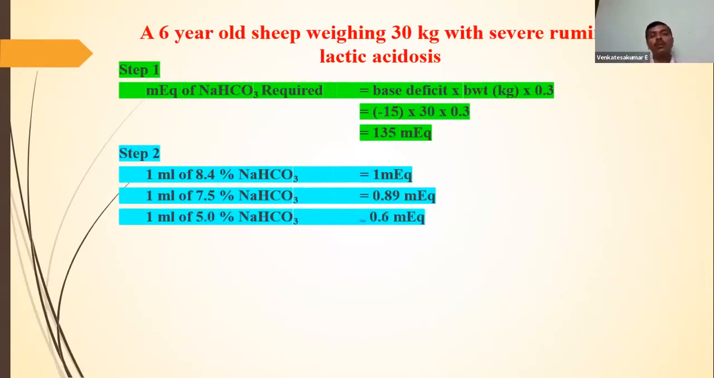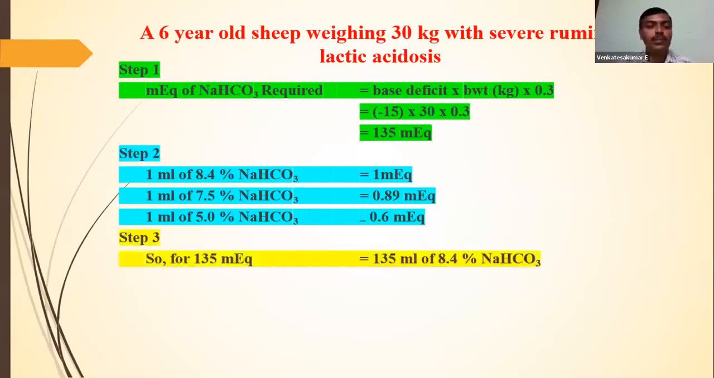A 5% solution is not available; we are going to make the 5% level ourselves. That accounts for 0.6 milliequivalent. So if you are administering 1 ml of 5% sodium bicarbonate, you are making up 0.6 milliequivalent of the bicarbonate required. You are replacing it. So you are going to calculate step 3.